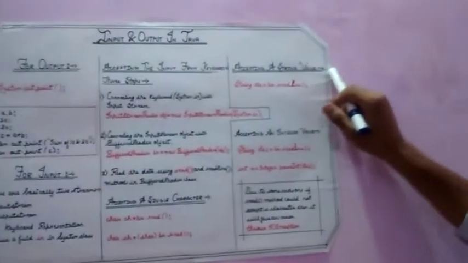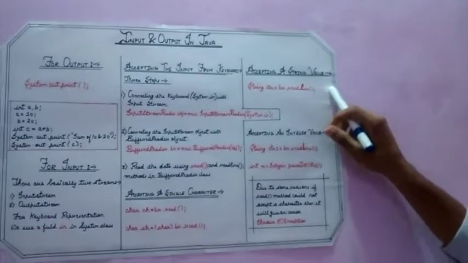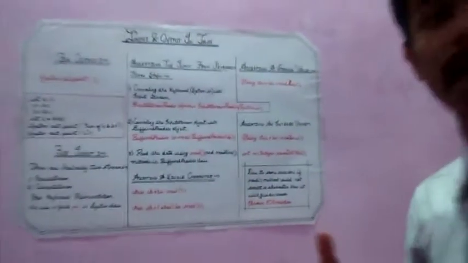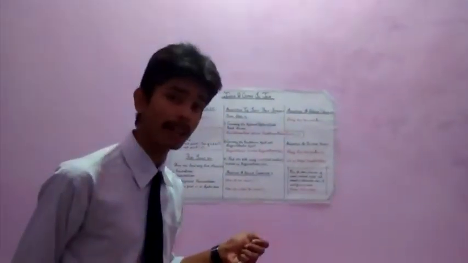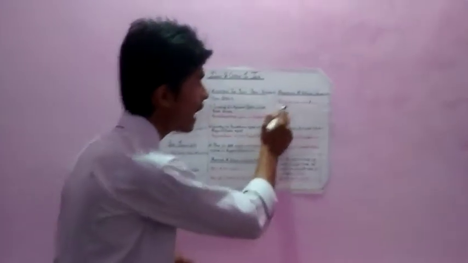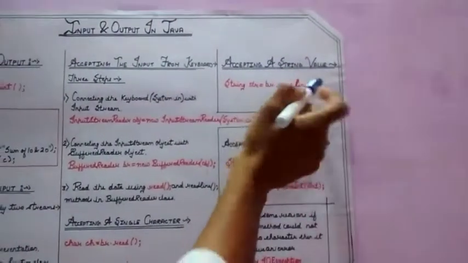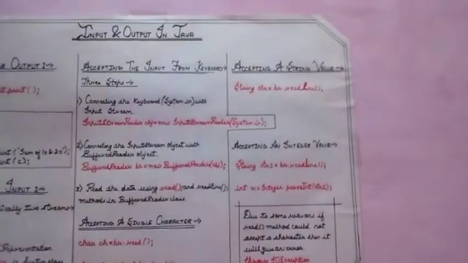Now accepting a string value through the keyboard. Accepting a string value also includes two steps. That is, first we have to create a br object of the BufferedReader class, and then we can use its readLine method for accepting a string from the keyboard. Here I have written String str equals br.readLine. Here readLine is a method which accepts a string from the keyboard.